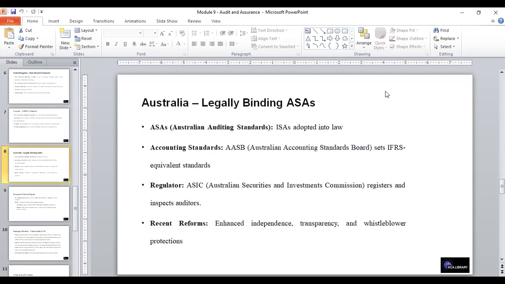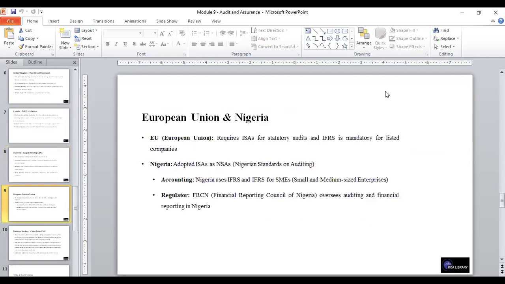For Australia, the Australian auditing standards adopt ISA into law. As per accounting standards, the Australian Accounting Standards Board sets IFRS-equivalent standards, and the regulator is the Australian Securities and Investments Commission, which registers and inspects auditors. Recent reforms in Australia include enhanced independence, transparency, and whistleblower protection. For the European Union, ISA is required for statutory audit, and IFRS is mandatory for listed companies.